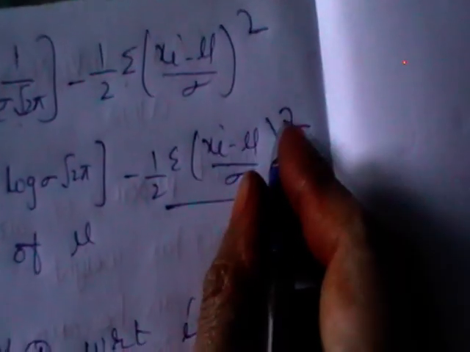Differentiating log L with respect to mu. There is no mu in the first term, so the entire term is going to be 0. In the second term, 1 by 2 sigma square, this square is for the numerator as well as for the denominator. Take it out of the sigma square into xi minus mu.